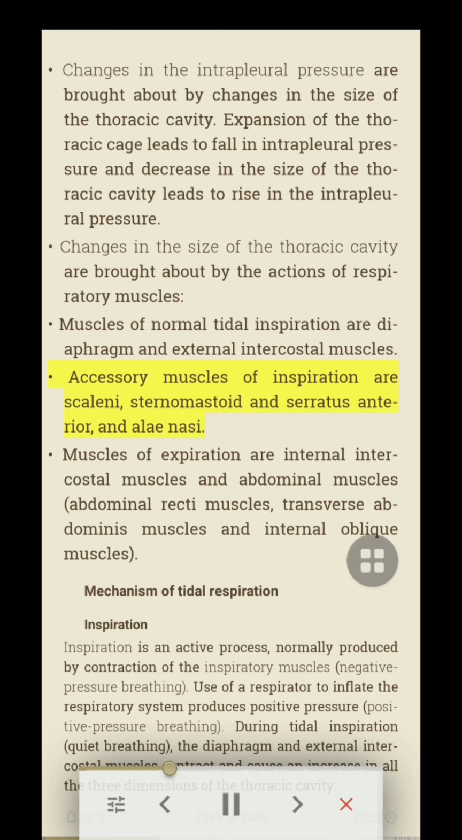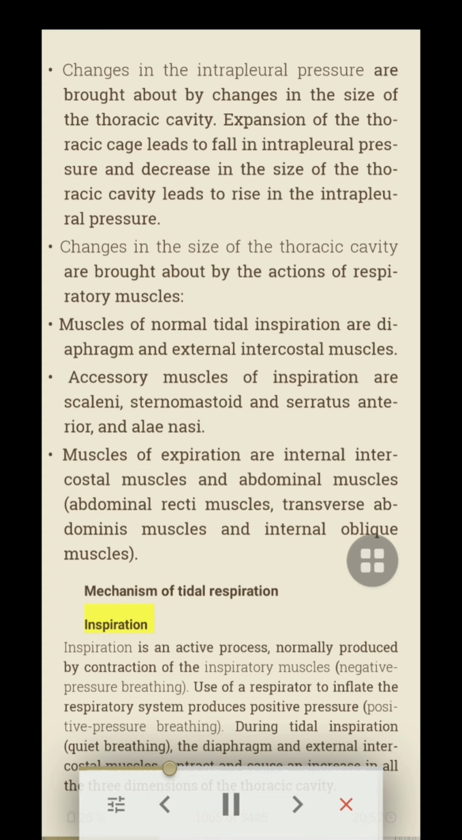Muscles of normal tidal inspiration are diaphragm and external intercostal muscles. Accessory muscles of inspiration are scalene, sternomastoid and serratus anterior, and alae nasi. Muscles of expiration are internal intercostal muscles and abdominal muscles: rectus abdominis, transverse abdominis and internal oblique muscles.